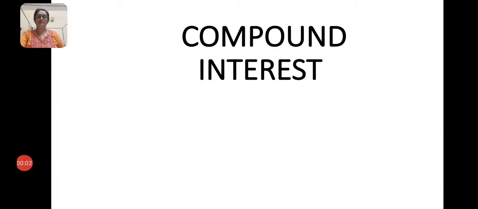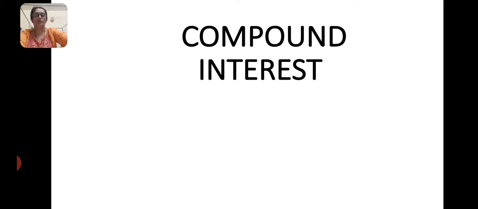Hello children, welcome to today's class, that is lesson number 8, simple interest and compound interest. Today we are going to start with compound interest because the first concept, that is simple interest, is exempted from your syllabus this year. You know the concept, but before I start with compound interest, I want to revise the terms related to simple interest.